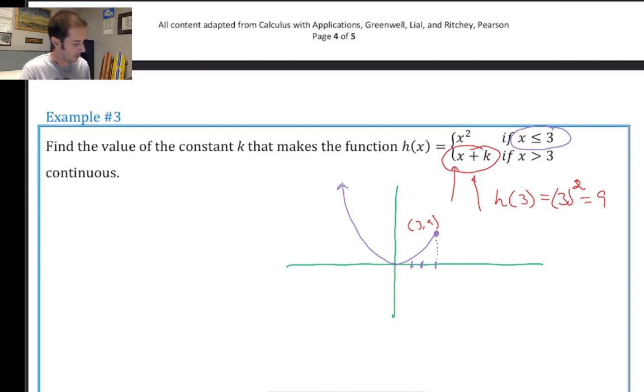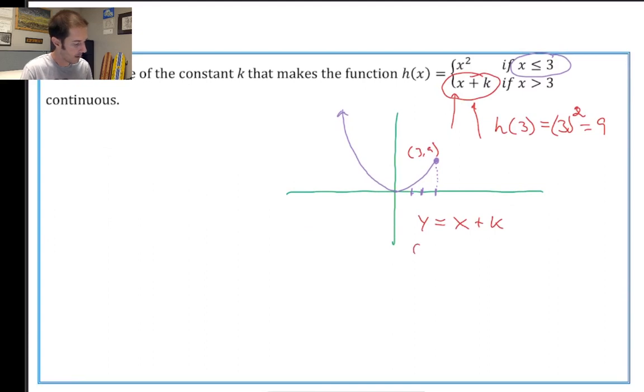So let's write that second piece as y equals x plus k, and then we know that the point (3, 9) needs to satisfy this equation. So I'm going to plug the 9 in as my y value and the 3 in as my x value, and we don't know what k is, but now very easily we can subtract 3 from both sides and get our k value, 6. So we've got our k value. And in fact, that's the answer to our question.